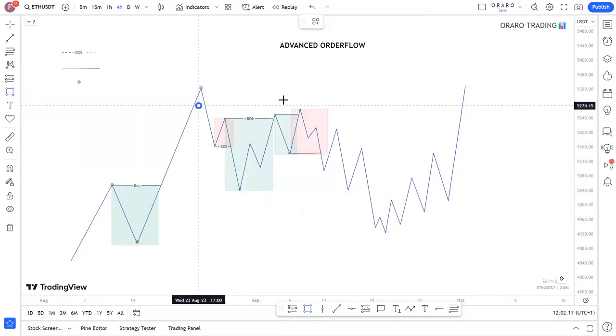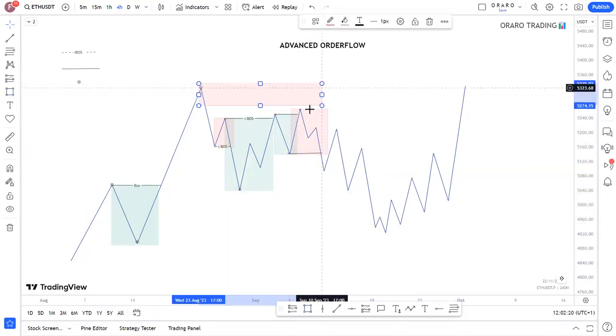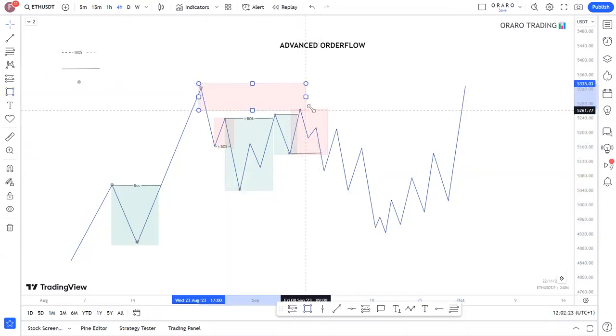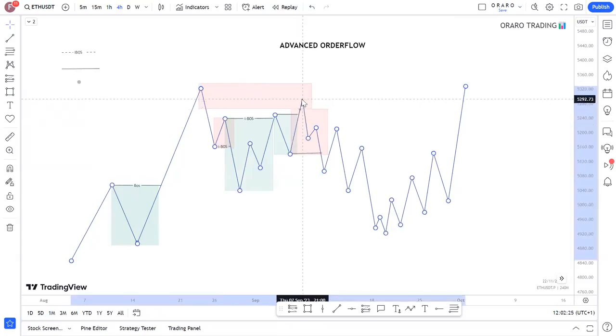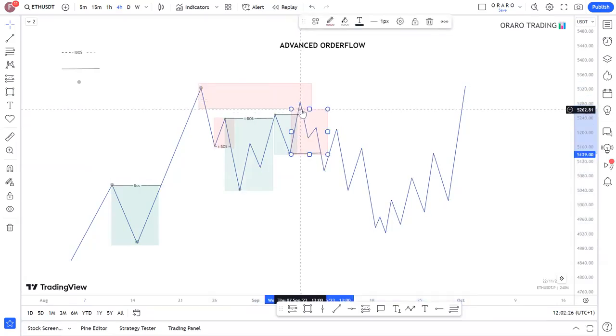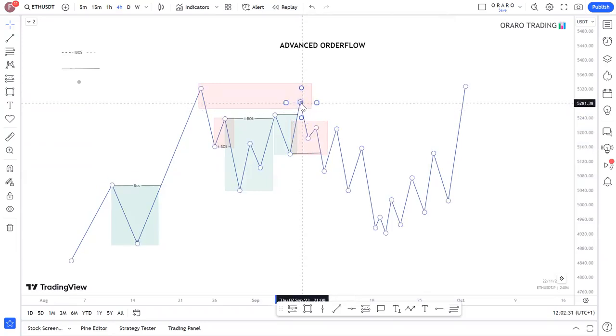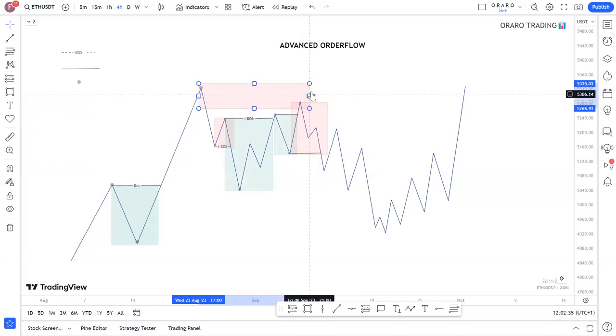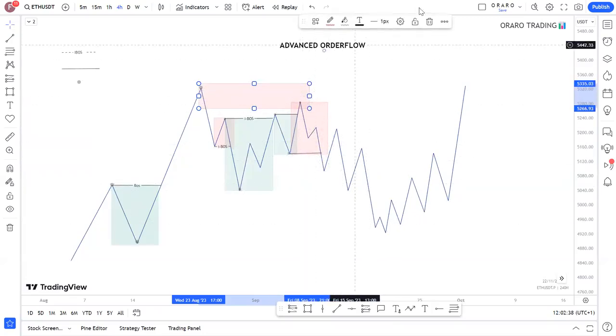So looking at this now, you can see that price mitigated this supply zone, mitigated the supply zone in order to continue the movement down.